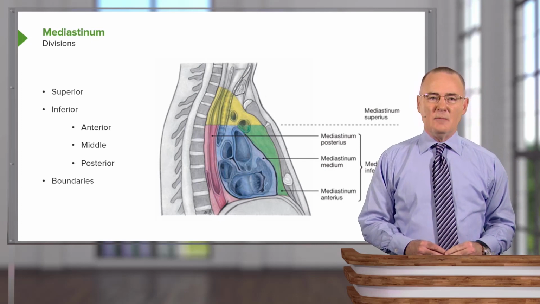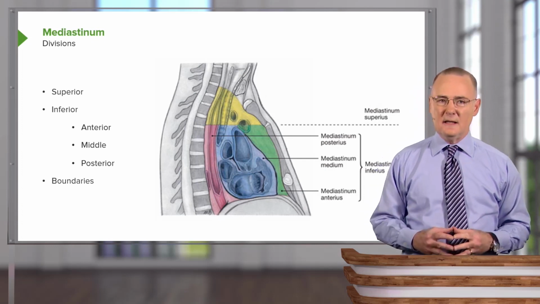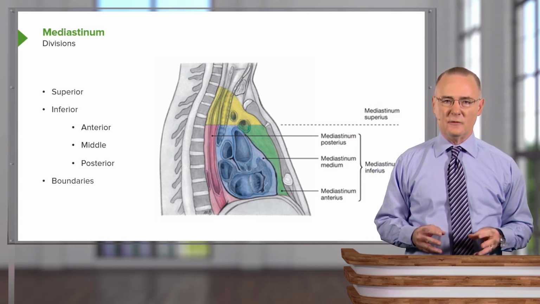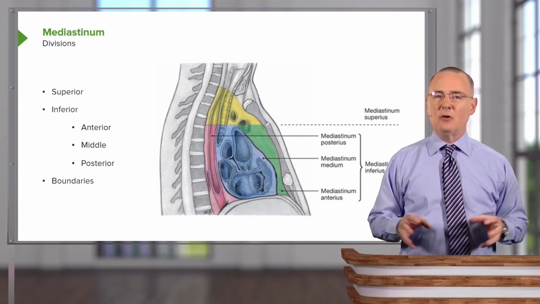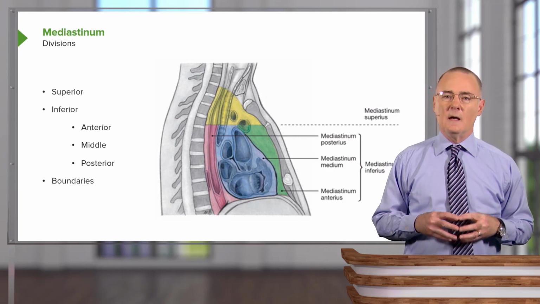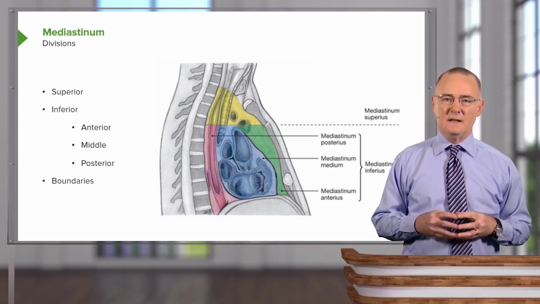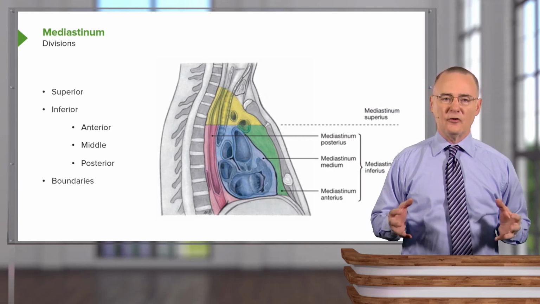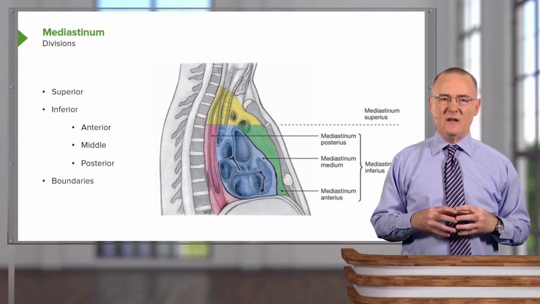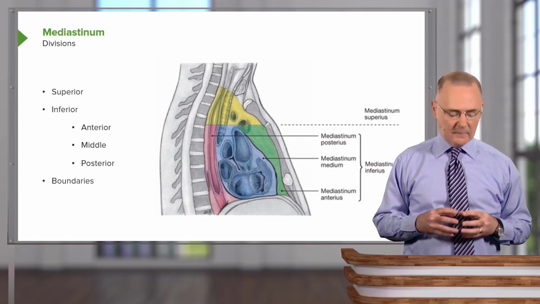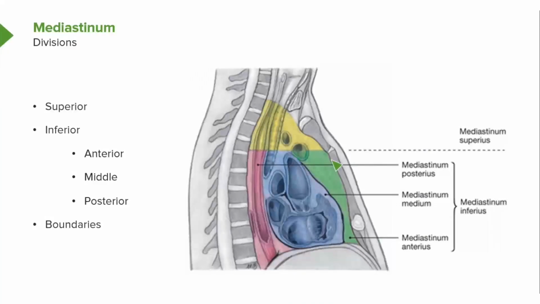The mediastinum can be divided into various divisions. We have a superior division to our mediastinum, then we have a larger inferior division, which can be subdivided into smaller parcels. So we need to understand the boundaries of these divisions and subdivisions. The first here is a separation of the superior mediastinum from the inferior mediastinum.